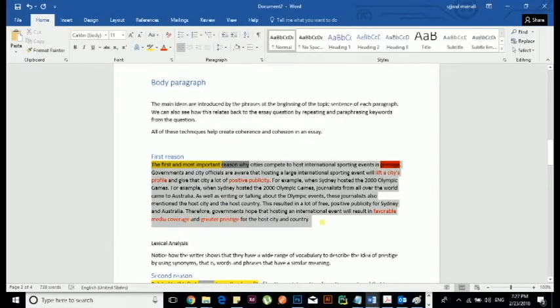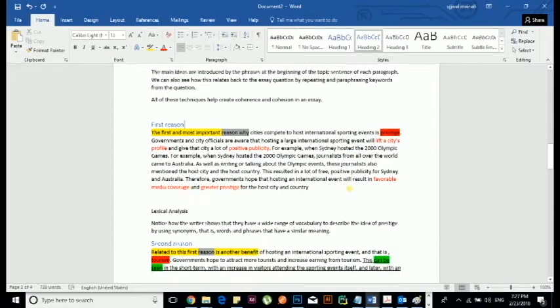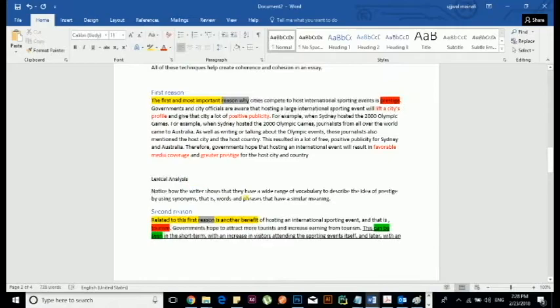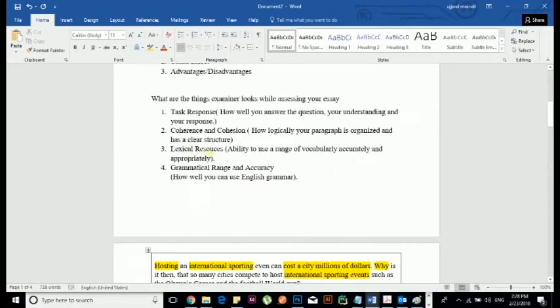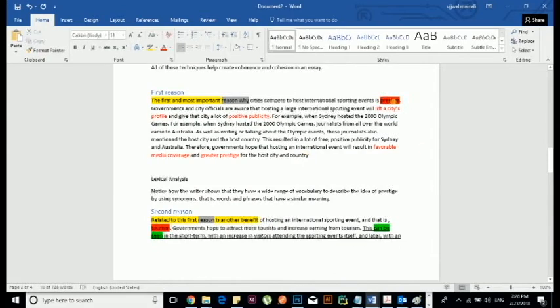Let's take a moment and read our first paragraph. So the very first reason why the country or city host these kinds of expensive sporting events is prestige. So let's analyze it lexically. What lexical analysis or lexical resource means. You can see here, lexical resource is the ability to use a range of vocabulary accurately and appropriately.